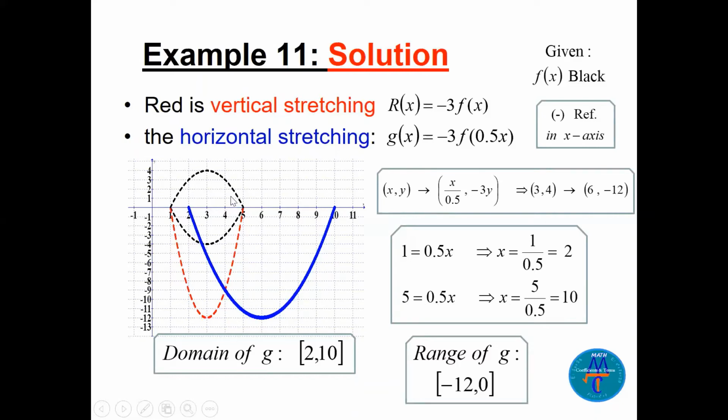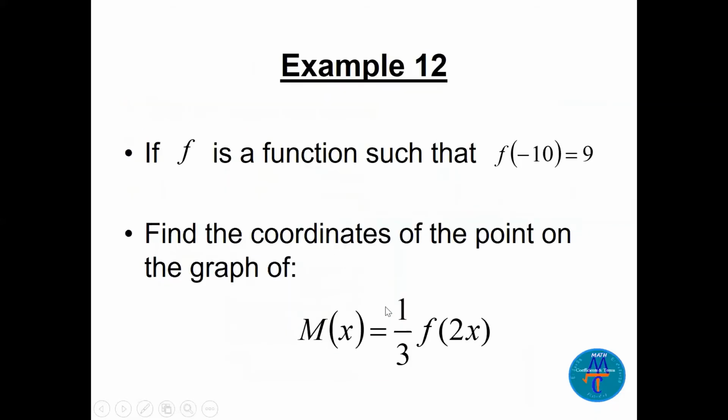There are 3 changes: reflection, vertical stretching, horizontal stretching. The graph of g is the final one, the solid one. The domain will be the x values, closed, 2 to 10. The range will go from minus 12 until 0, closed. That's the range of g. Please review this one, an important question.